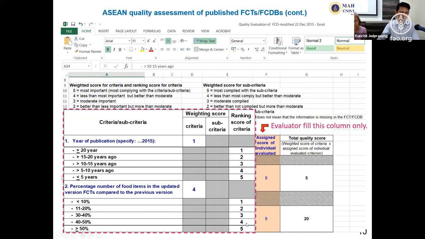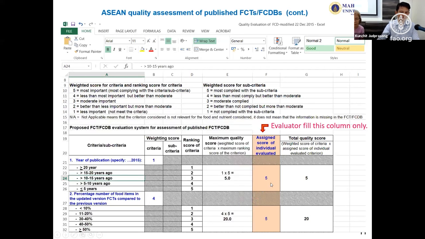In this webinar, we use the Thai Food Composition database as an example for the evaluation. The evaluator in each country will fill in only the color in column F. The score that they give, they will put into this column, and then the Excel will calculate the total score for each criteria and also the final score.